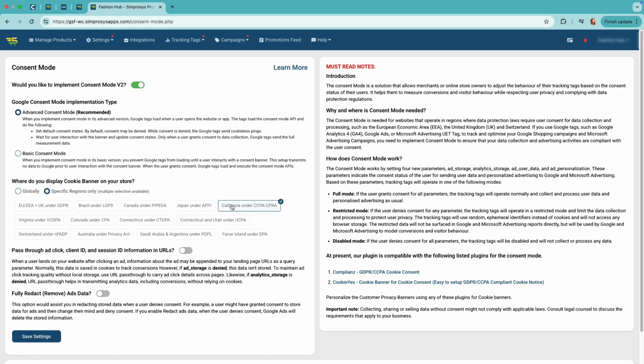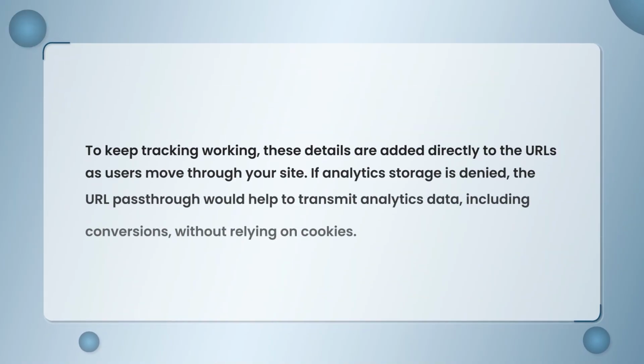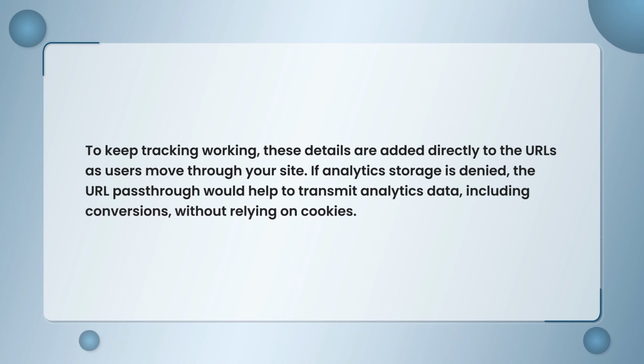After that, you will see the option for URL pass-through. When a user lands on your website after clicking an ad, information about the ad may be appended to your landing page URL as a query parameter. To keep tracking working, these details are added directly to the URLs as users move through your site. If analytics storage is denied, the URL pass-through would help to transmit analytics data, including conversions, without relying on cookies.